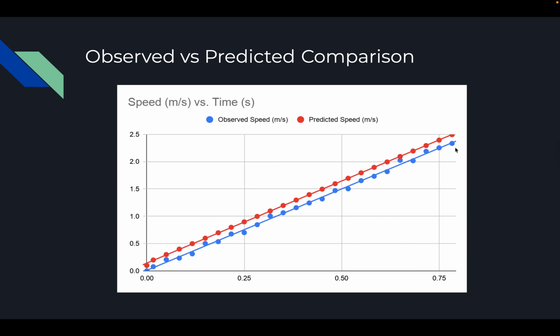So, our observed versus predicted comparison. As you can see, our predicted speed is a little shifted to the top. This is because of some possible errors, but it is almost completely the same, which is a really good estimate of how our observed motion will be.